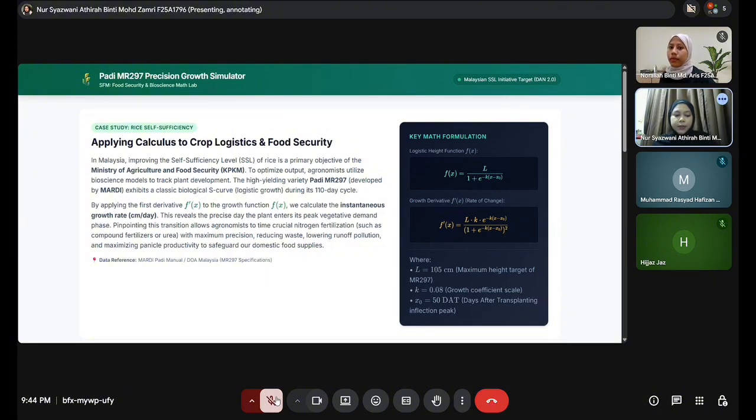Third, it helps protect the environment. Applying fertilizer at the correct time reduces nutrient runoff into rivers and surrounding ecosystems. Finally, this study contributes to food security by helping farmers achieve higher and more stable rice yields. Overall, studying the growth of rice plants is important because it supports sustainable agriculture and ensures a reliable food supply for future generations.